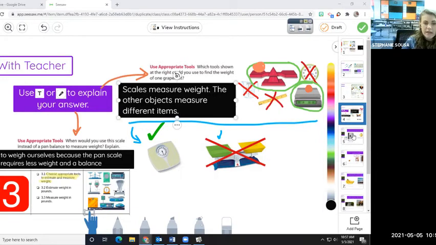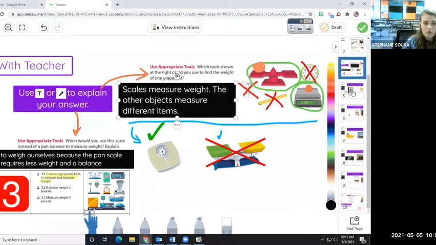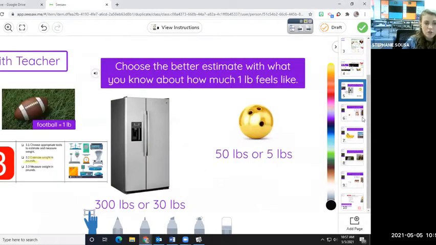Okay. Let's take a look at slide 5 so we can go over what your assignment is going to look like today. This is what your work is going to look like today. You are going to be shown some objects, and you are going to estimate which you feel is correct. I apologize. Look at the directions. Choose the better estimate with what you know about how much 1 pound feels like.